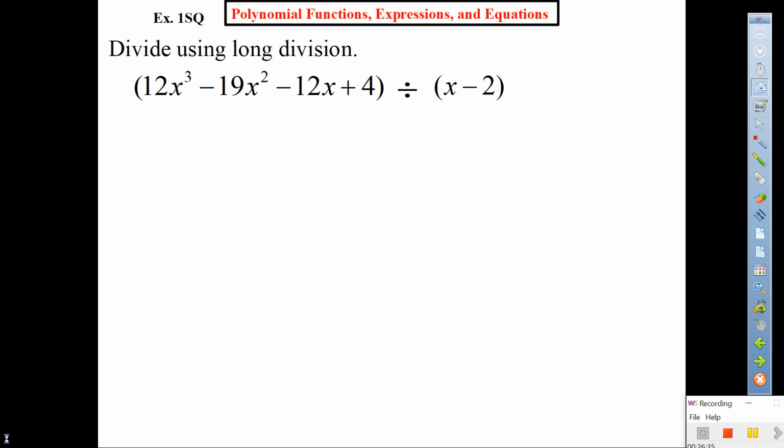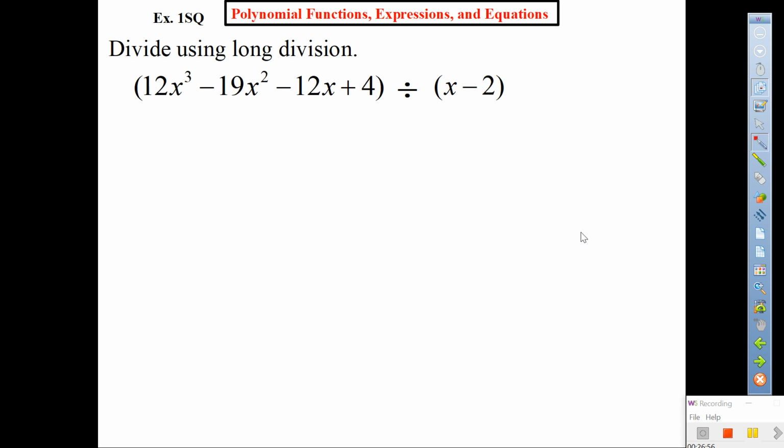Example 1, Super Q. Copy this down. It says, same thing. We're still doing long division, and we are given 12x cubed minus 19x squared minus 12x plus 4. All of that divided by x minus 2. I'll give you some time for that.